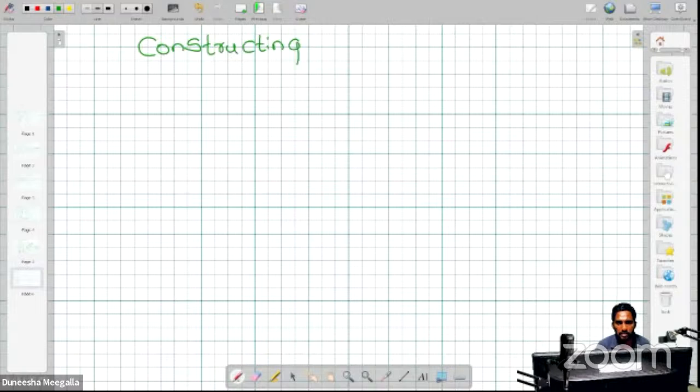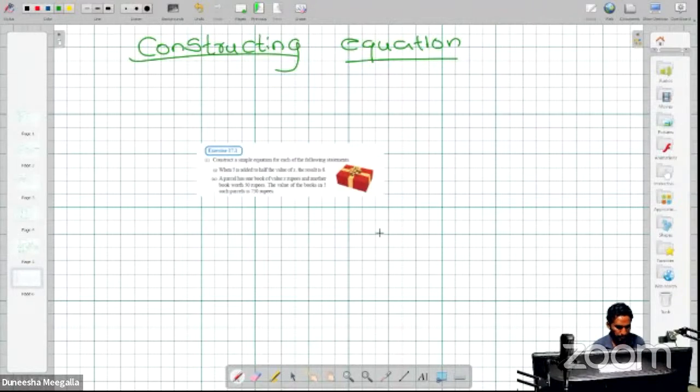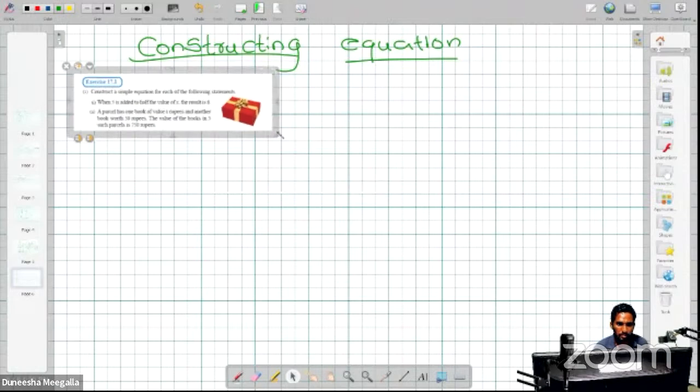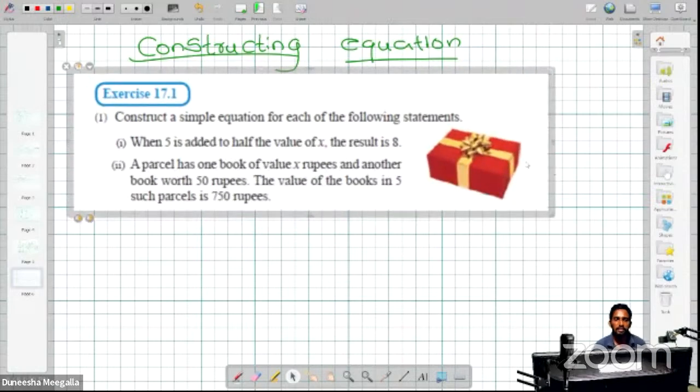Write down the constructing equations. Okay, let's do this with the exercise itself. I'll take an exercise. Construct a simple equation for each of the following statements.